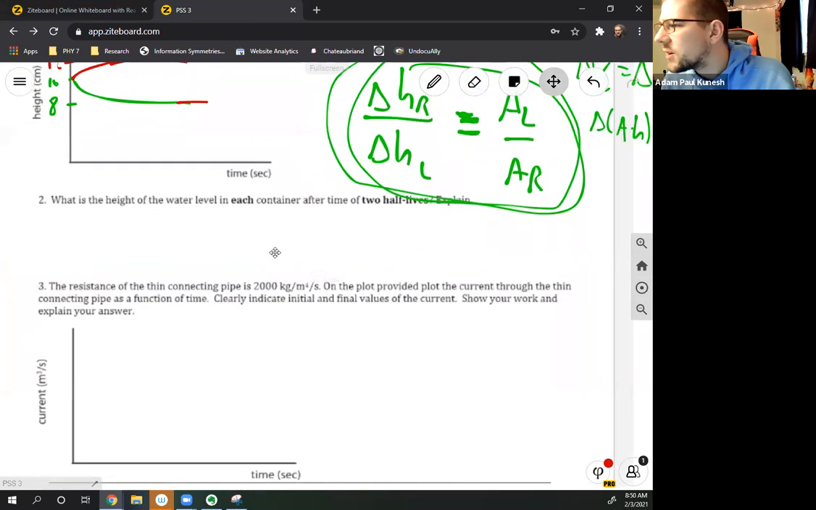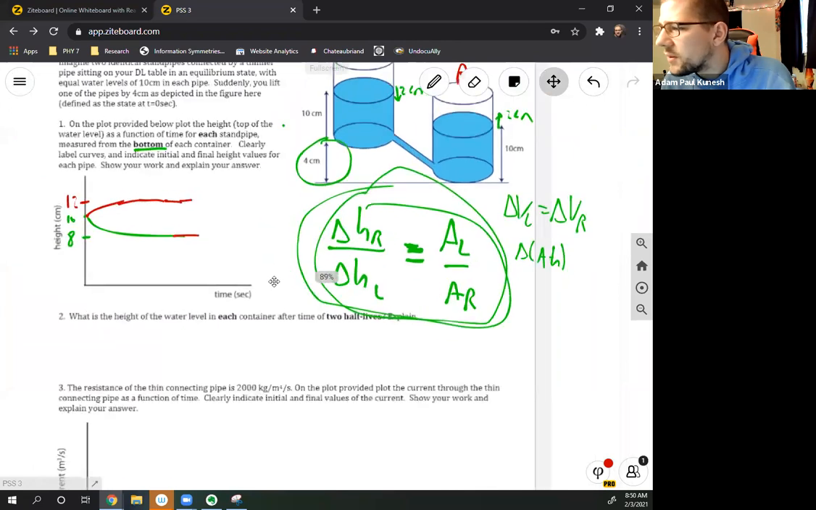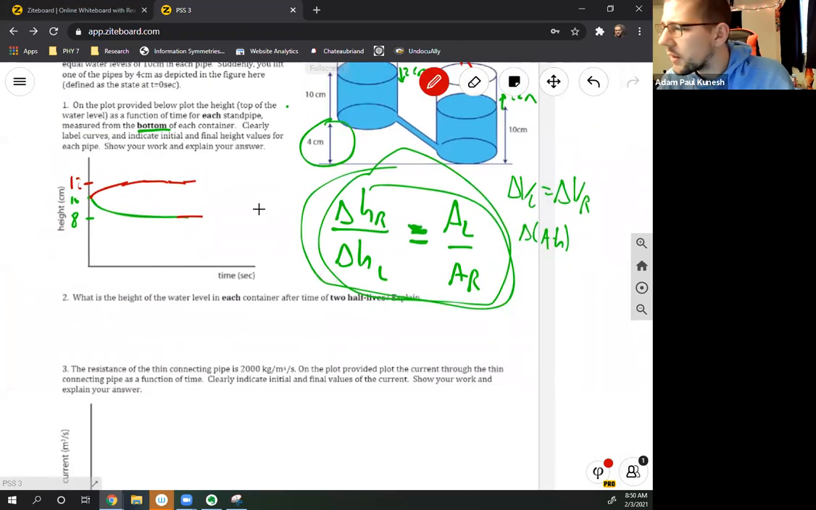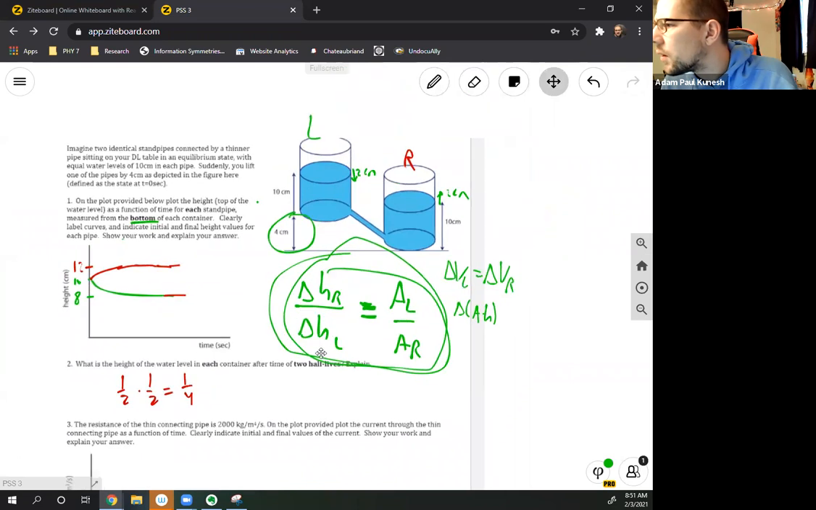The water level in each container after 2 half-lives is going to be 3/4 of the way there. So a half times a half gives me a quarter. So I'm 3/4 of the way there.